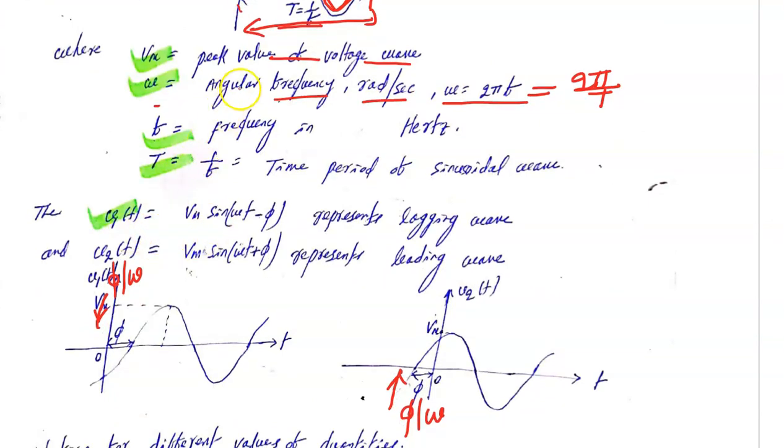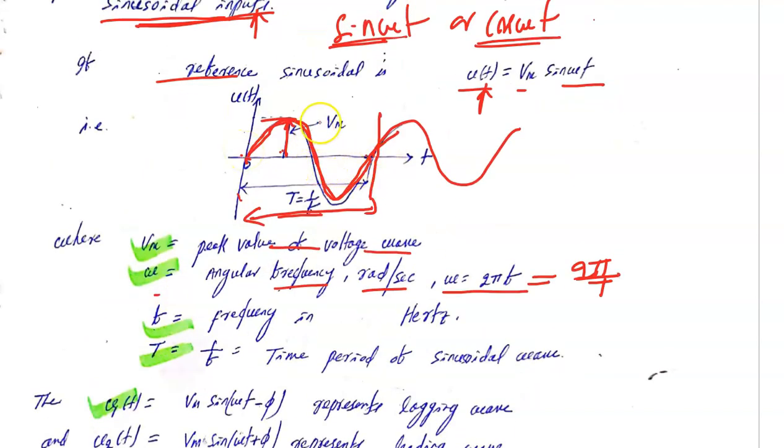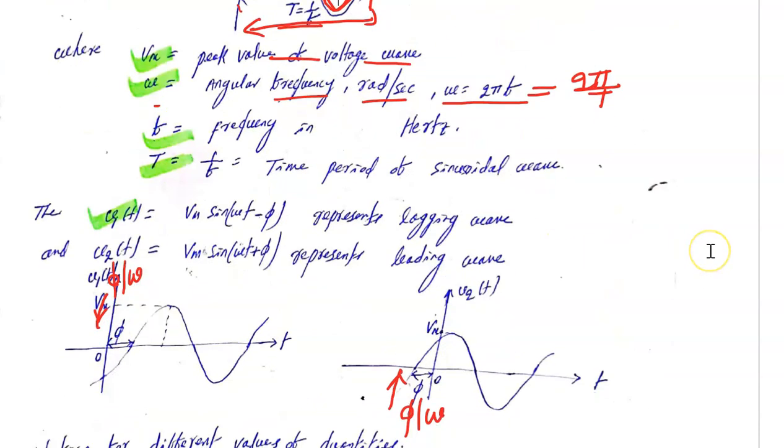Let us say we want to compare our reference, that is v(t) equal to Vm sin omega t, with another voltage v1(t) equal to Vm sin(omega t minus phi), where phi is greater than 0. This represents the lagging wave. And let's say another voltage wave v2(t) is equal to Vm sin(omega t plus phi), which represents a leading wave, and phi again is greater than 0.